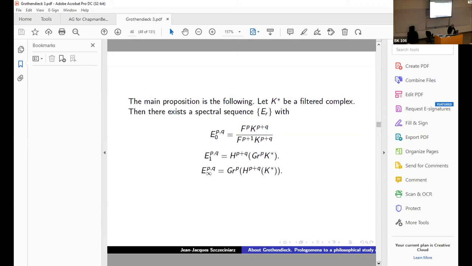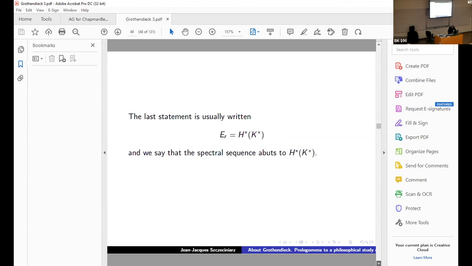The main proposition is the following. Let K* be a filtered complex. Then there exists a spectral sequence E_r with E_0^{p,q} equal to F^p K^{p+q} over F^{p+1} K^{p+q}, E_1^{p,q} equal to H^{p+q}(gr K*), and E_∞^{p,q} equal to gr^p H^{p+q}(K*). The last statement is usually written E_r implies H^{p+q}, and we say that the spectral sequence abuts to H*(K*).